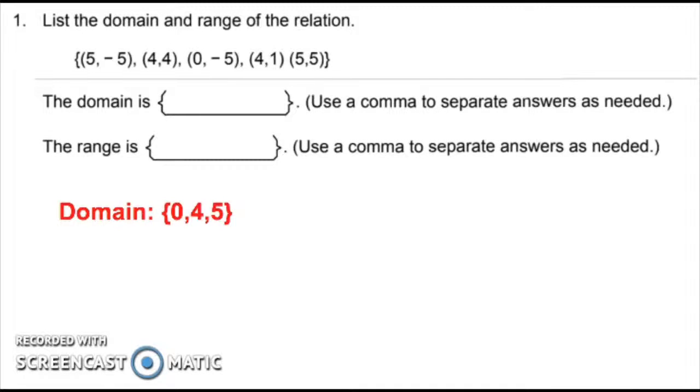My range is my y values, and the same rules apply. So -5, 4, -5, 1, and 5. So arranging that from least to greatest and not duplicating any, my range will be -5, 1, 4, and 5. And that is number 1.